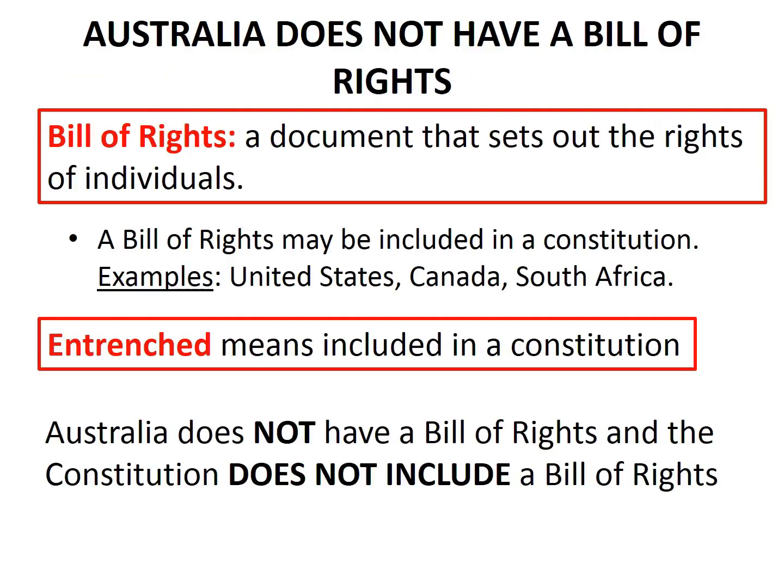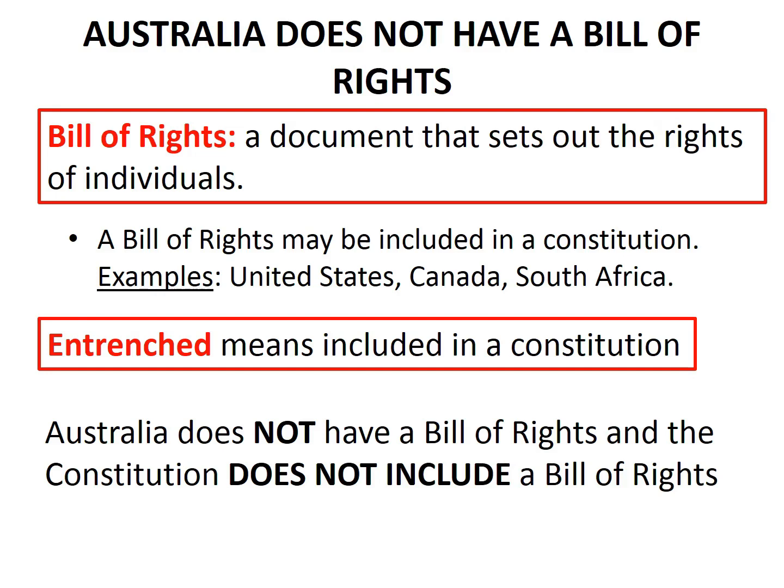Now, many of you will have heard of the United States Bill of Rights. A Bill of Rights is a document that sets out the rights of individuals. In the case of the United States Bill of Rights, some of the rights that individuals have include the right to bear arms, that is, the right to own a gun, the right to freedom of religion, the right to freedom of speech, and the right to trial by jury. The United States Bill of Rights is actually included in the United States Constitution.